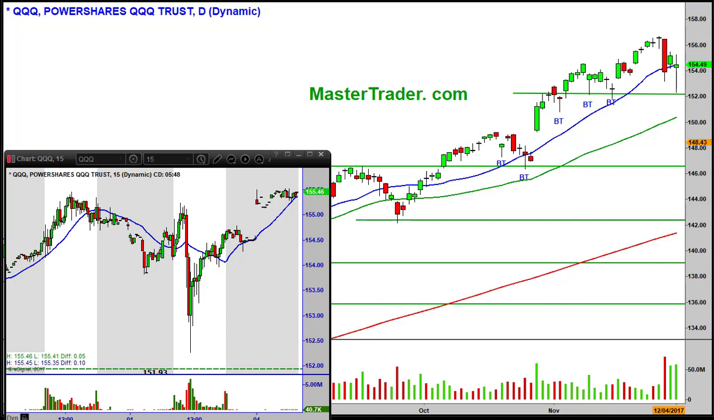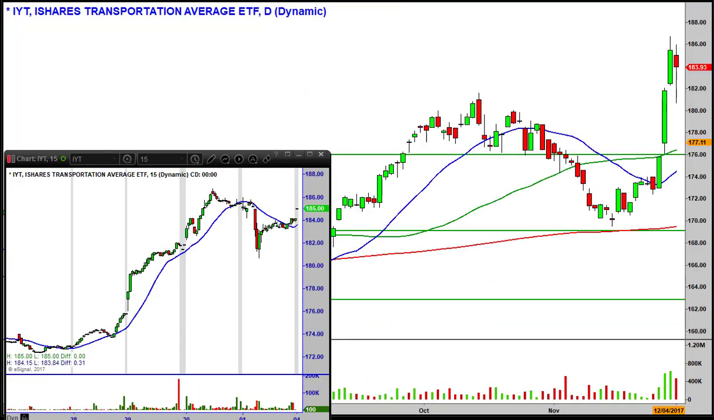And as we come into the end of the year, most times we do get what's called the Santa Claus rally. The transports has just had a huge run and came back from the 200-day moving average as it tested that. Another positive for the market.